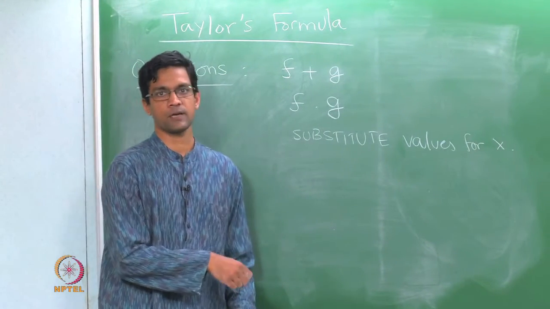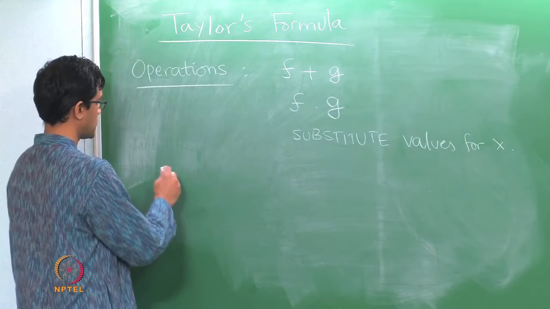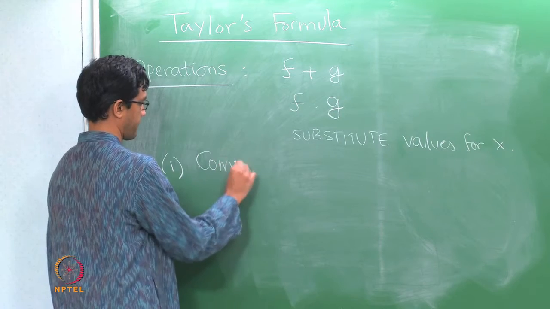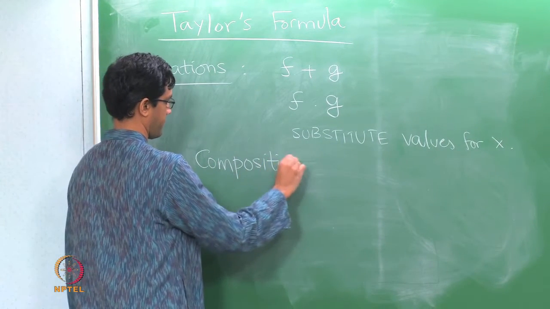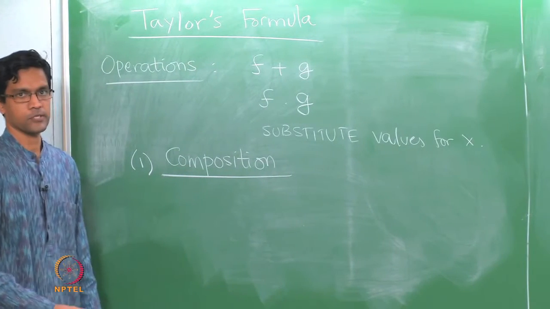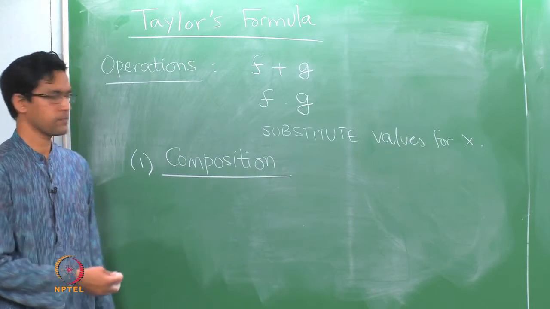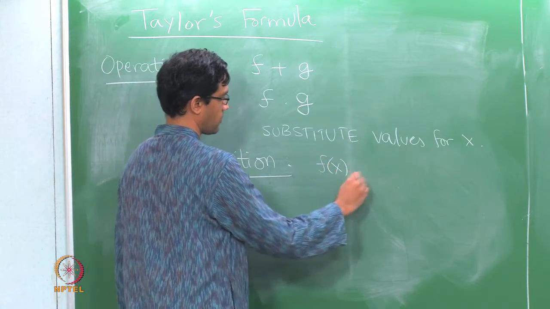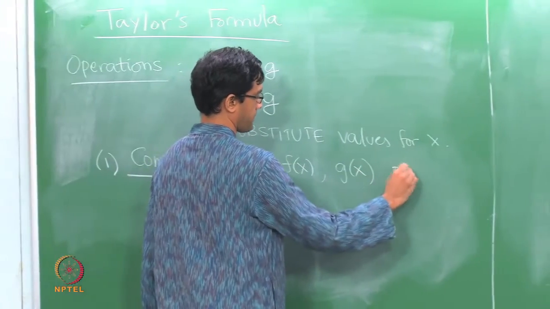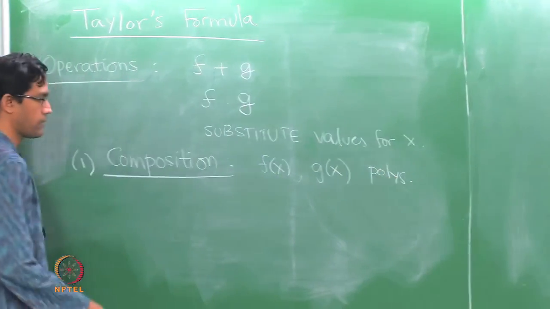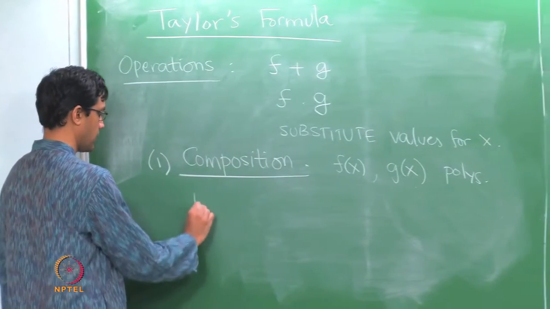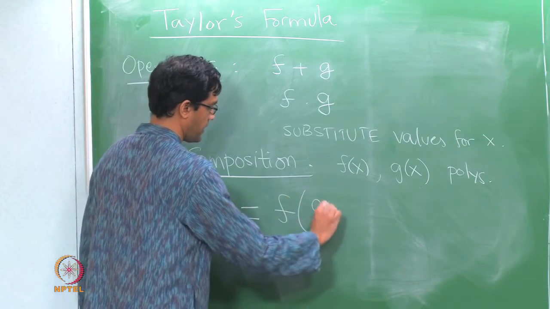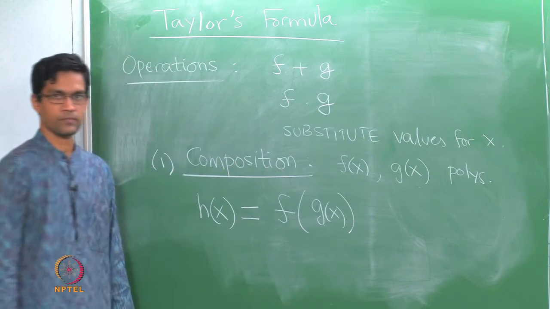But there are a few more operations that one can perform on polynomials, and let's start out by introducing two more operations on polynomials. Okay, so one of them is called composition. Of course, again, it must be quite familiar. So if f of x, g of x are polynomials, you can combine them to get a new polynomial. Their composition, called h of x, is defined to be f of g of x.